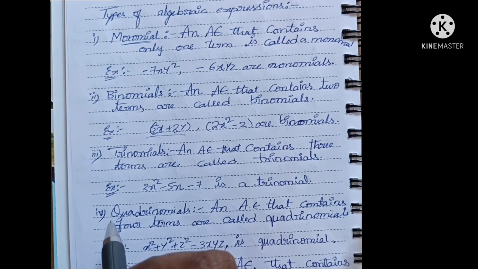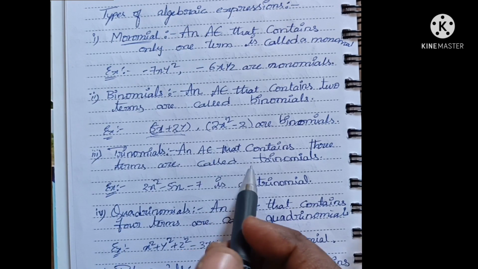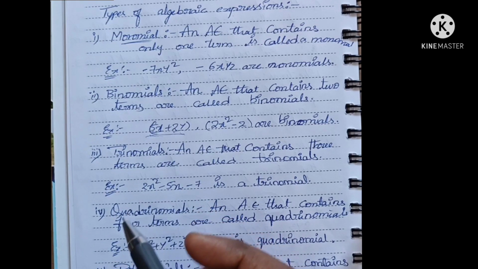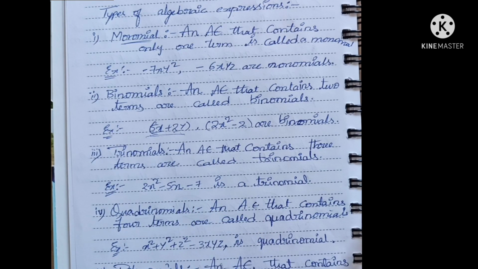Okay. Let us see trinomial. In the same way, tri means 3. So if a polynomial contains 3 terms, then we call it a trinomial. For example, 2x square minus 5x minus 7. So how many terms do we have? 3. What are those? 2x square, minus 5x, minus 7. This expression consists of 3 terms. So that's why we call it a trinomial.